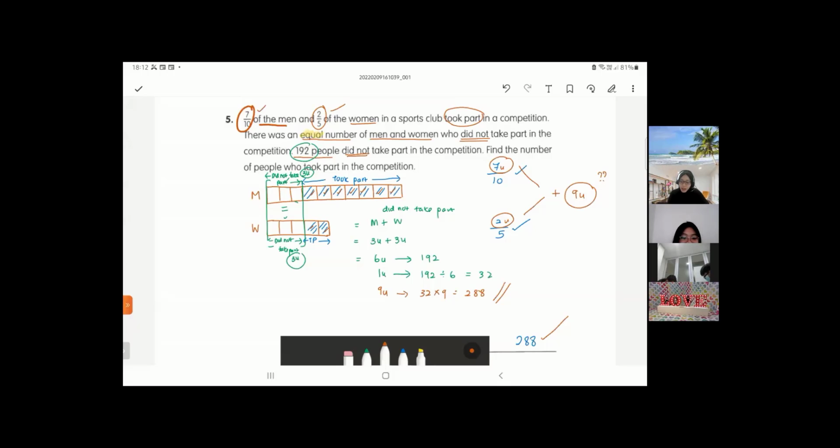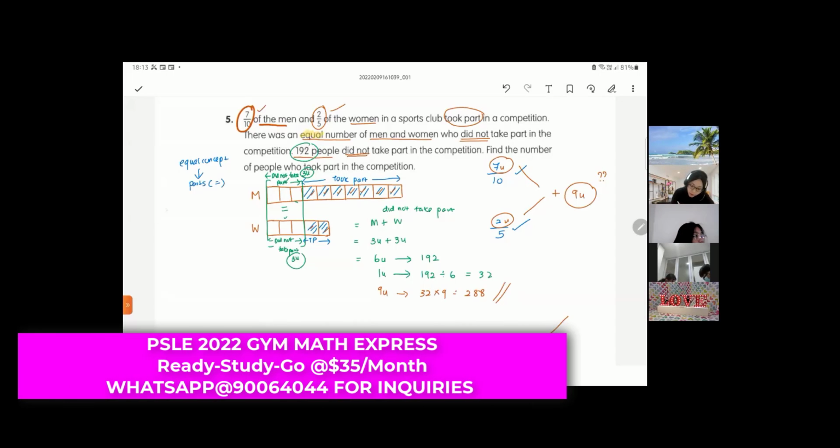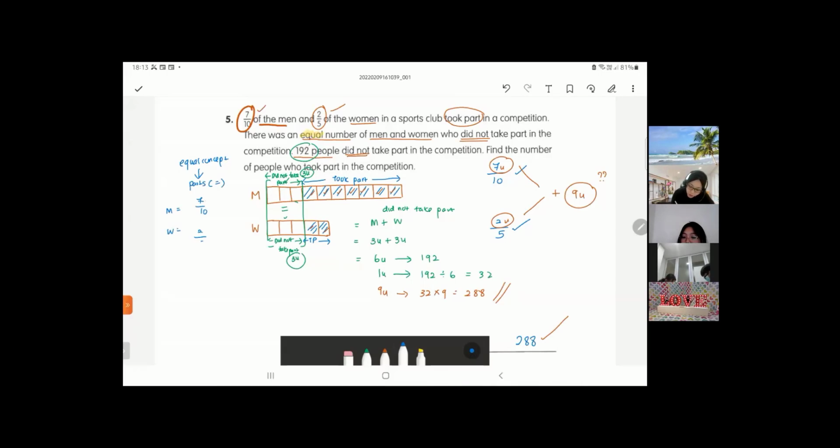All right, so this is another method where you can tackle this question via the equal concept. Okay, I'm going to write at the side here, equal concept. So for equal concept, you will be taking note of the part, and the parts must be equal. Okay, so I'm just going to use units for that. So you have men and then we have women. Men is 7 over 10 and this is 2 over 5. All right, these are those who took part. So TP is took part. Did not take part, I'll do like that. Okay, so did not take part means I will get 3 over 10 and 3 over 5.